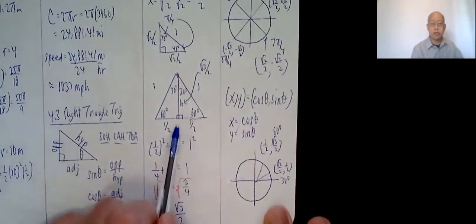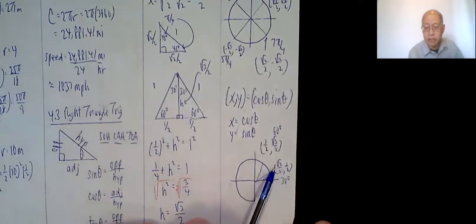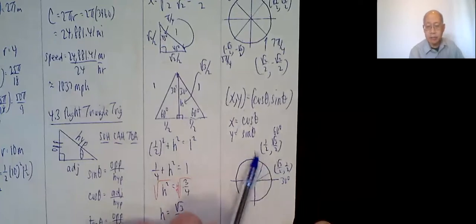Right, and based on the triangle that I had over here, that means over here at an angle of 30 degrees, this is the point radical 3 over 2, 1/2. If you can't read that, that's square root of 3 over 2, 1/2. At 60 degrees, they're reversed. This is 1/2, square root of 3 over 2.